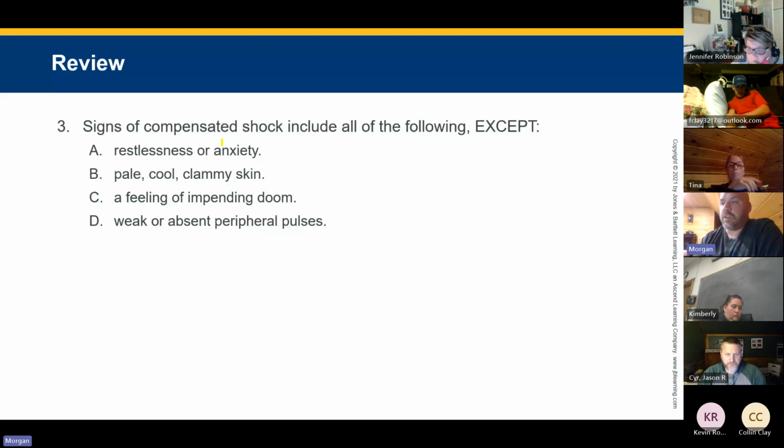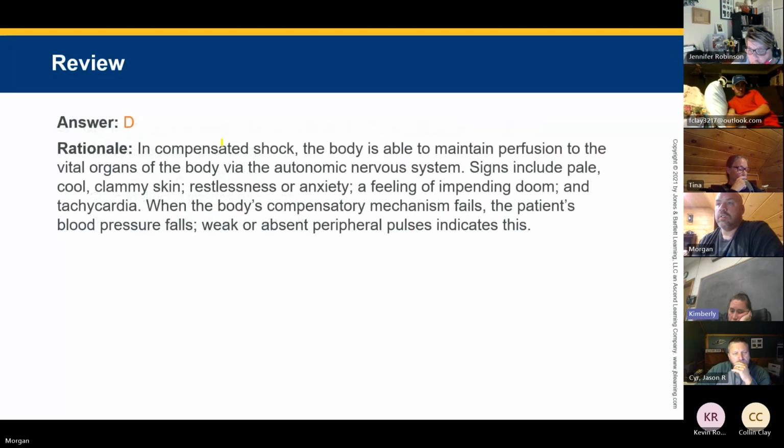A weak or absent pulse would actually be decompensated, because that means their blood pressure is shutting down. They could be feeling the impending doom, but again, it's a symptom, not a sign. The key thing is the word except. D.